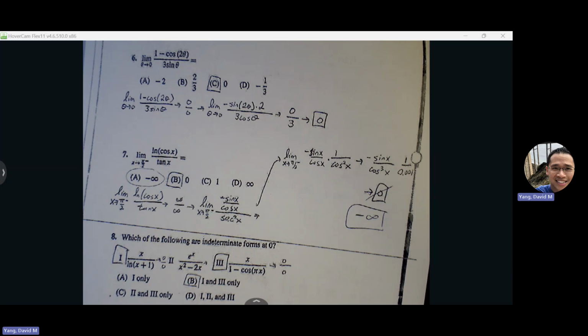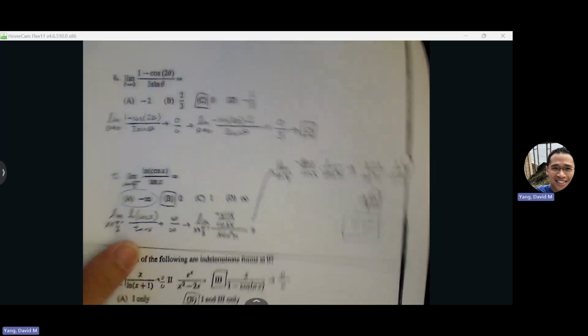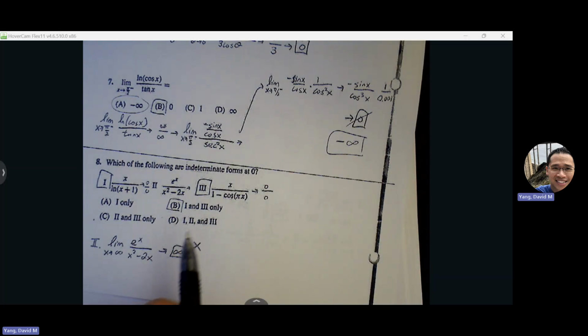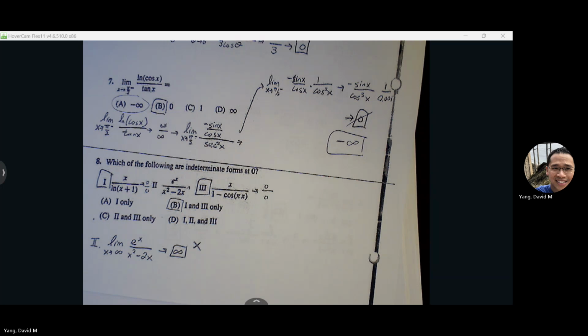Last one was number 8. Mm-hmm. I'm just confused about why 2 would be infinite and indeterminate. So does infinity not count as indeterminate?